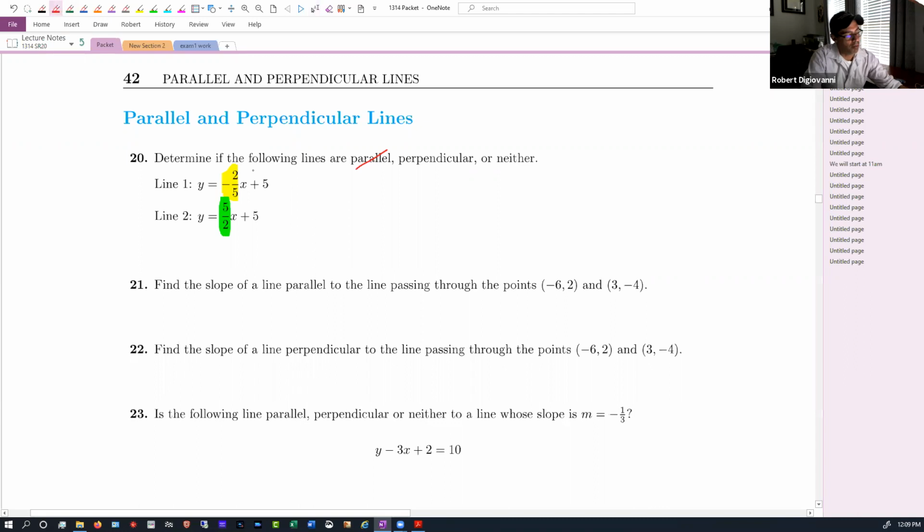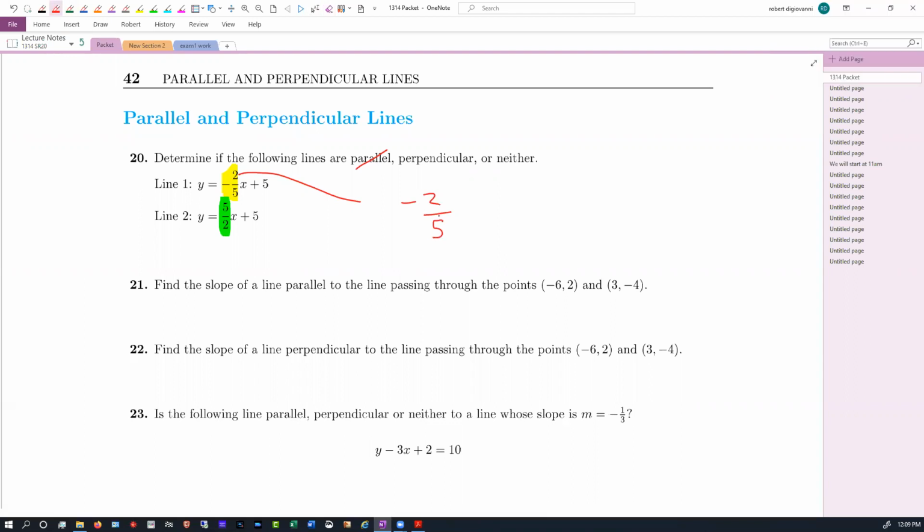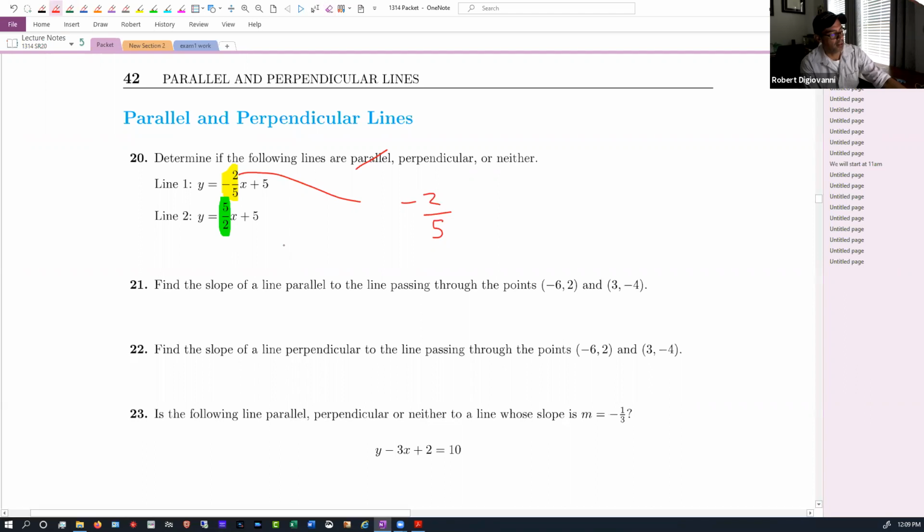If you take one of the slopes, let's say we take this slope, -2/3. Oh, that's not a 5, that's a 3. If I tell you to flip it over and change the sign, what would you get? You get +3/2. Flip it over, so it becomes 3/2, and then change the sign, so instead of being negative, make it positive. That means that these lines are perpendicular. Any questions on that?